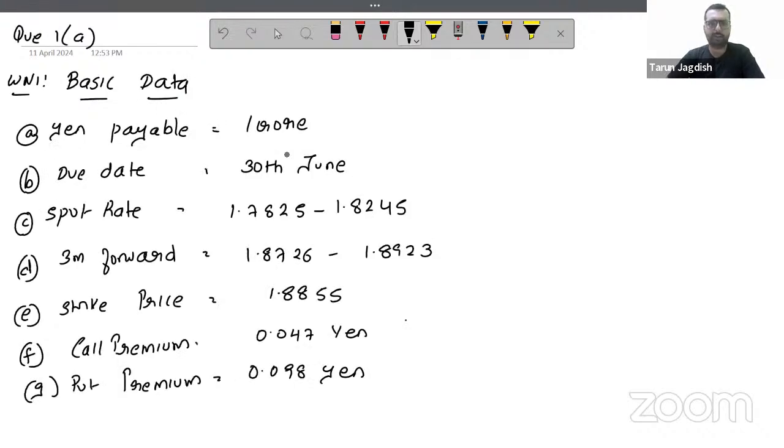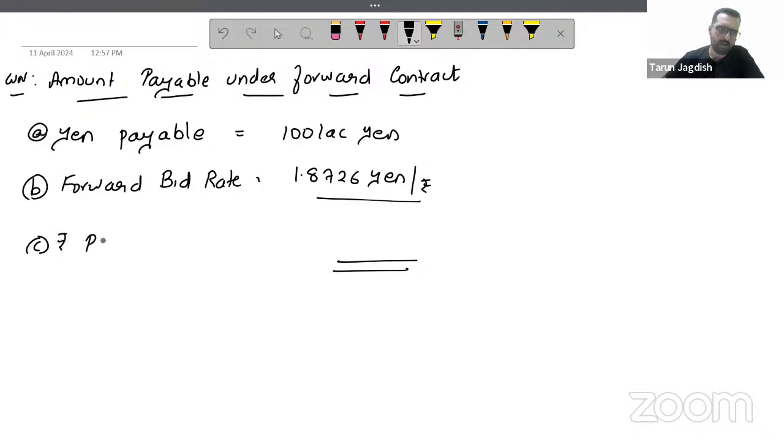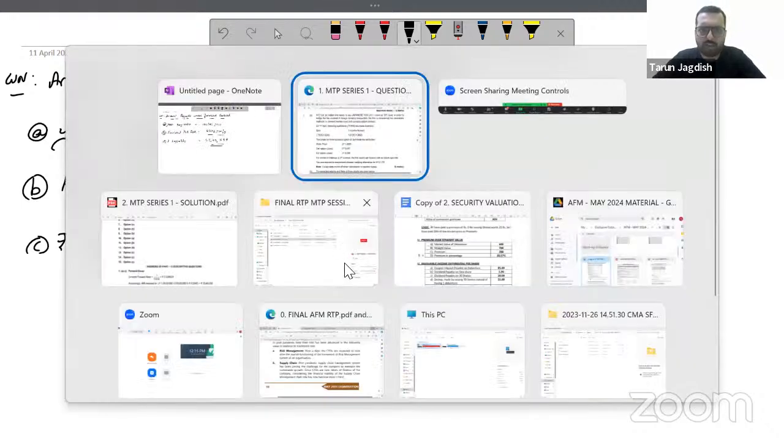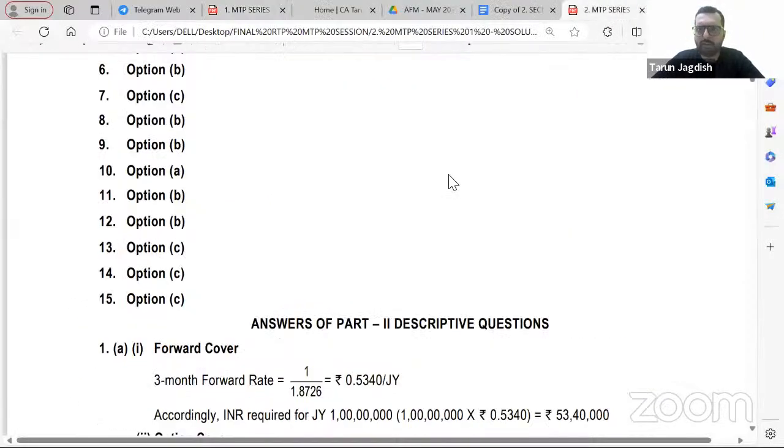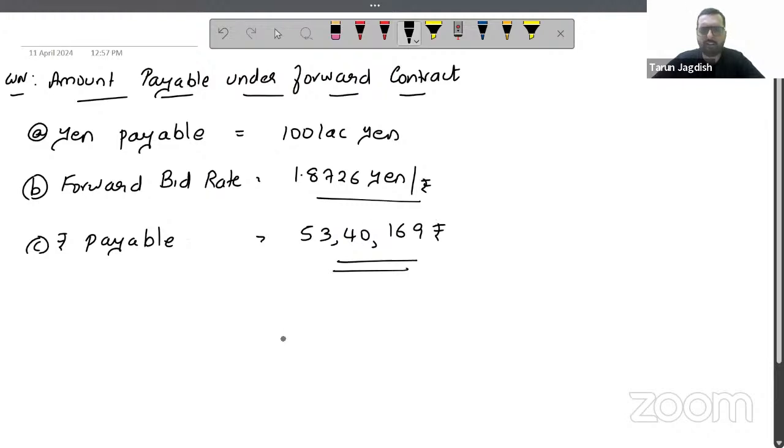What is the forward bid rate? 1.8726 yen per rupee. Okay. Multiply or divide? You will divide. So tell me what will be your rupee payable over here? 53,40,169 rupees. Shall we cross check, friends, whether our answer is correct? So this is not MCQs. They've got 53,40,000. We got the answer as 53,40,169.